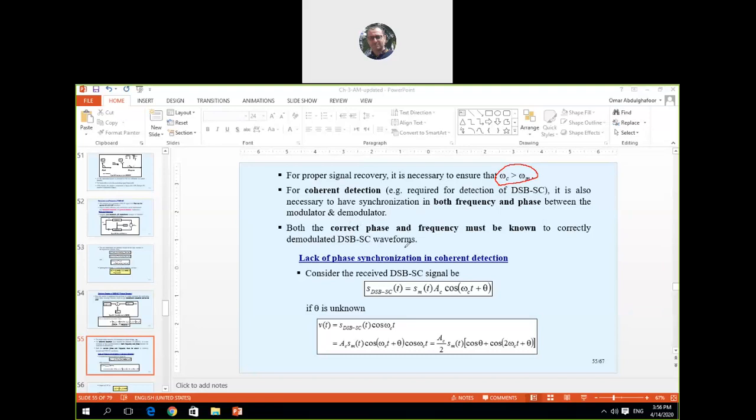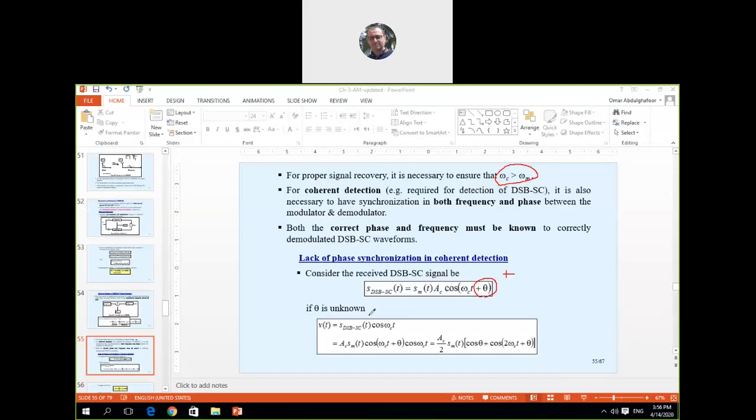Now we'll take an example. What will happen if we have some lack of phase synchronization in coherent detection? Suppose this is the received double sideband suppressed carrier signal. Compared to the previous one, here we have this extra term. If you remove it, it will be the original double sideband suppressed carrier, but we assume we have some phase distortion. So what will happen?